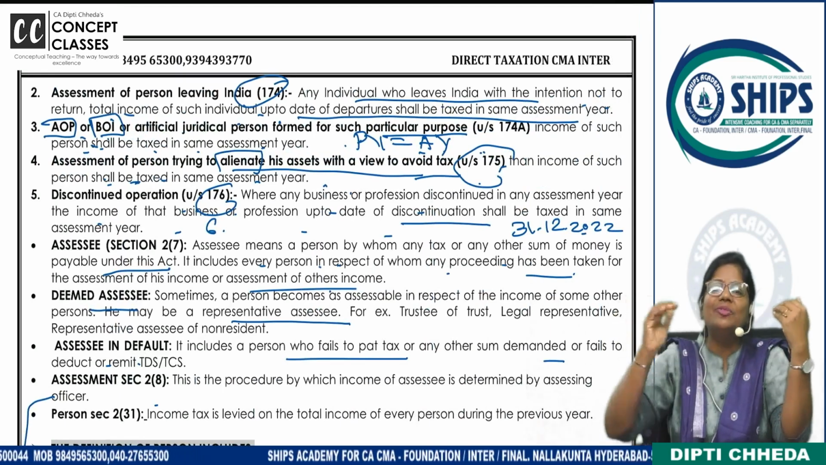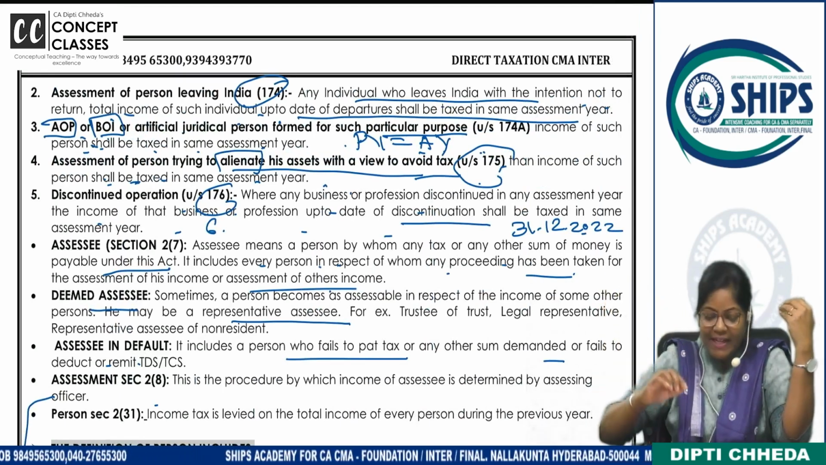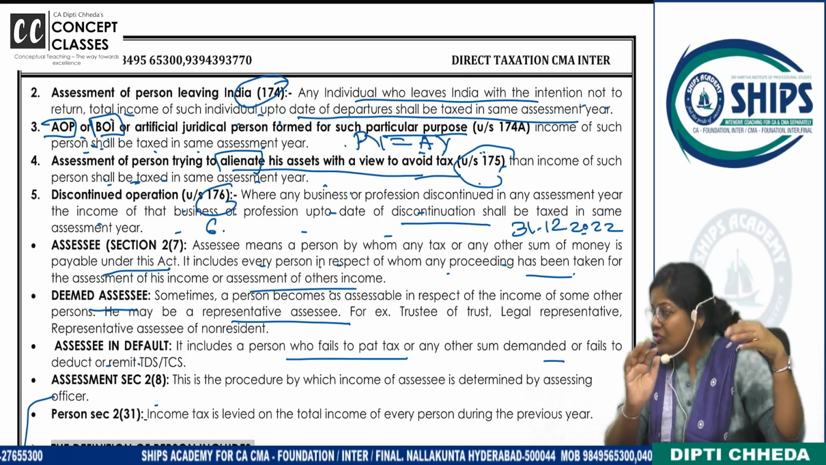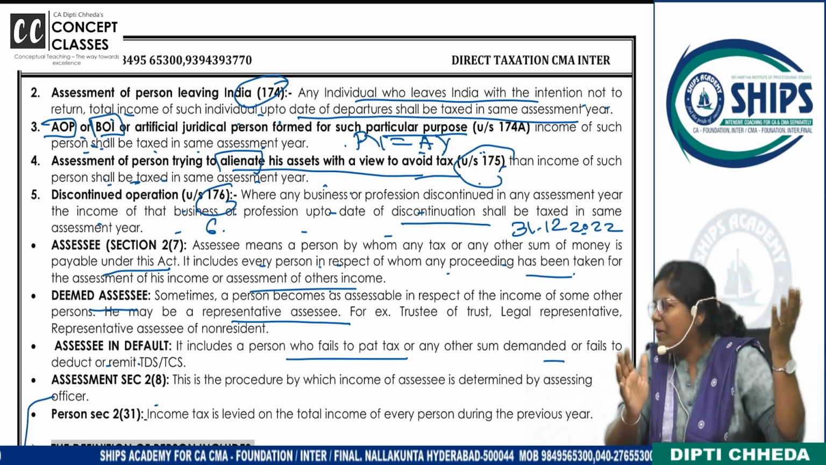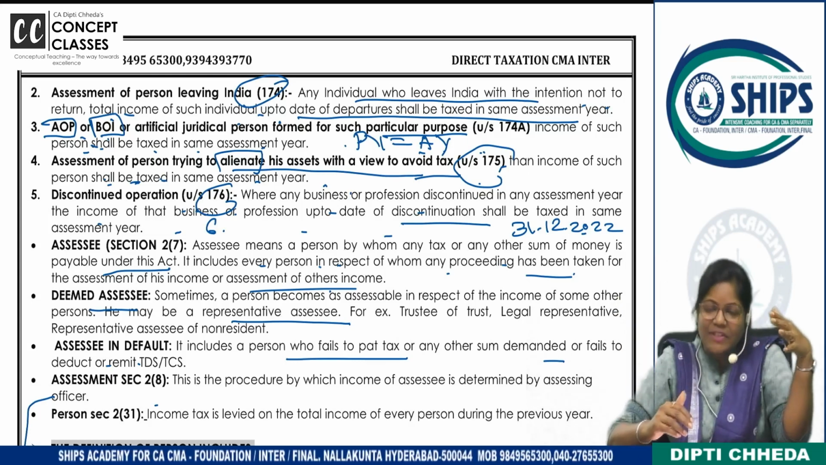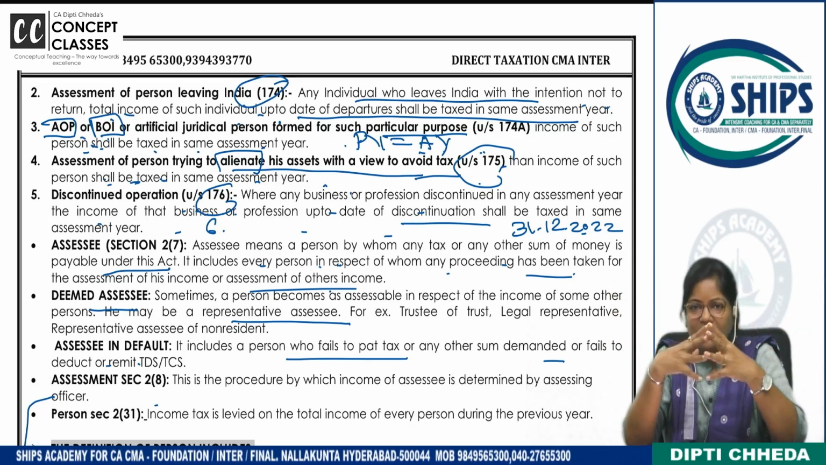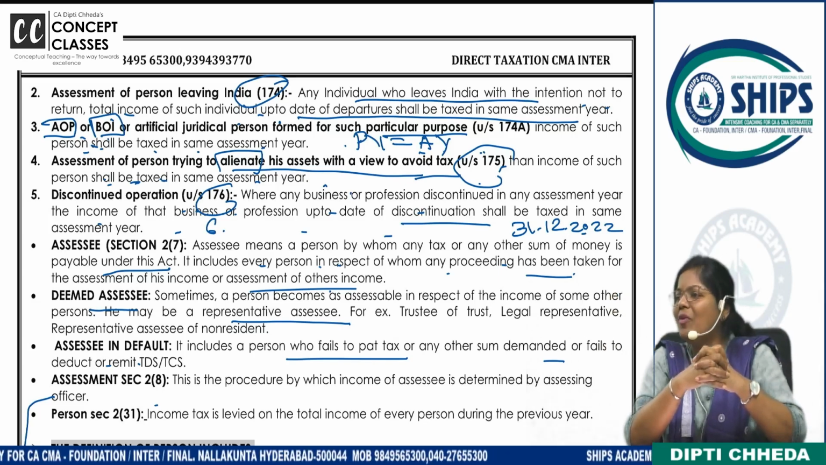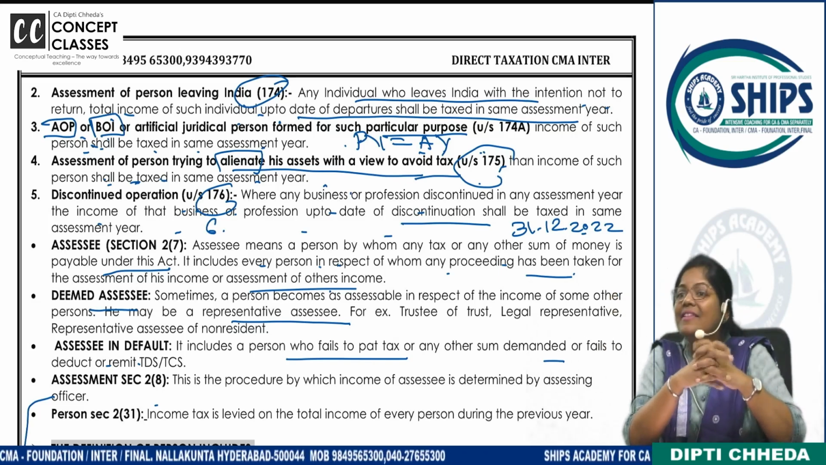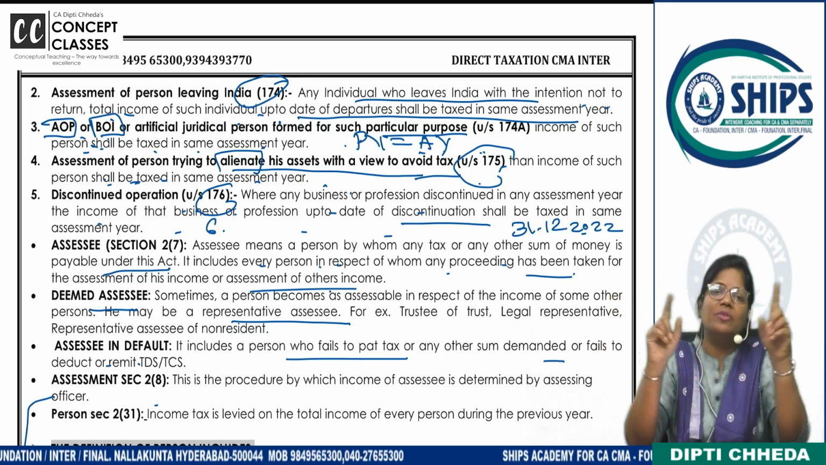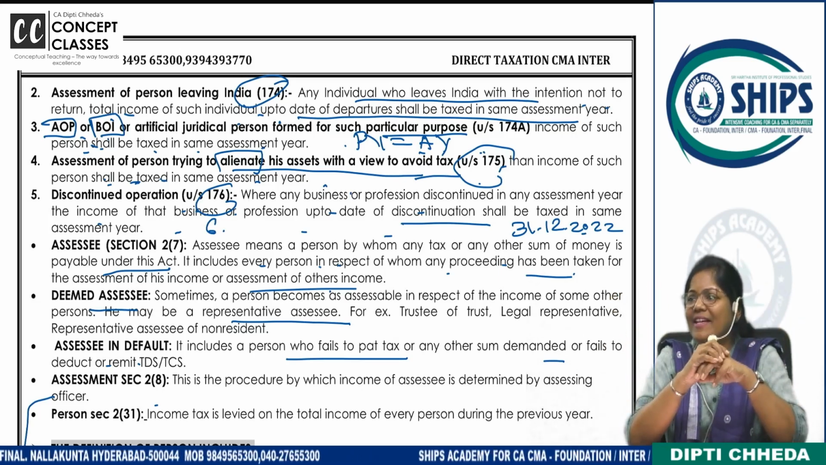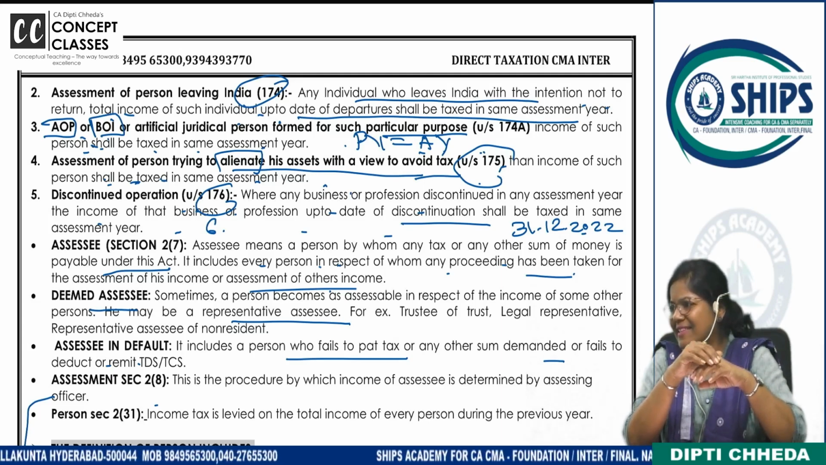Second case: assessment of a person who is leaving India. When I say a person leaving India, it could be anyone. It could be an individual. Today we will see what we mean by a person. Then the third one is AOP, BOI. Full form of AOP? BOI? They might ask you a question: what distinguishes AOP and BOI? With example we have seen yesterday.